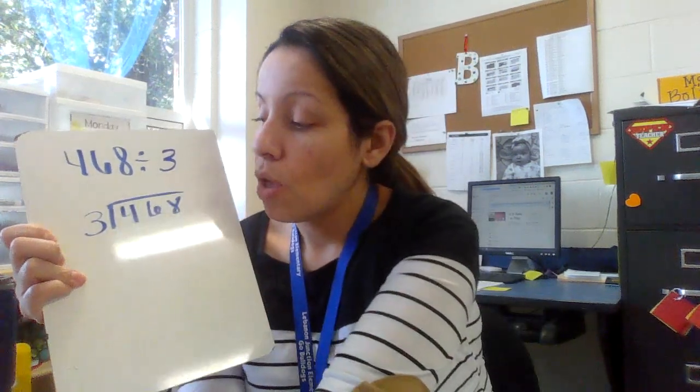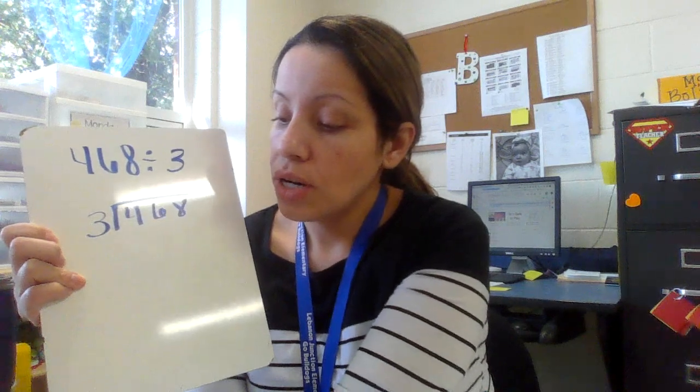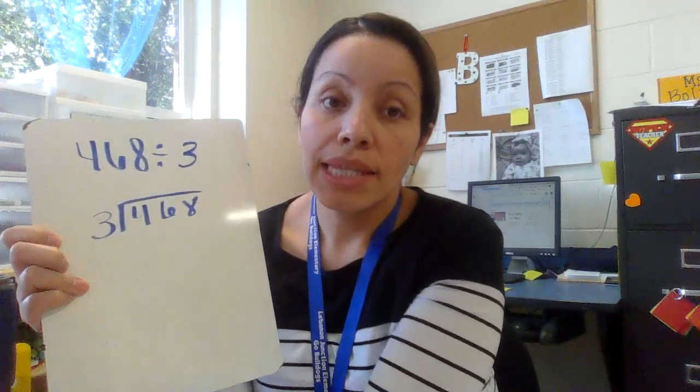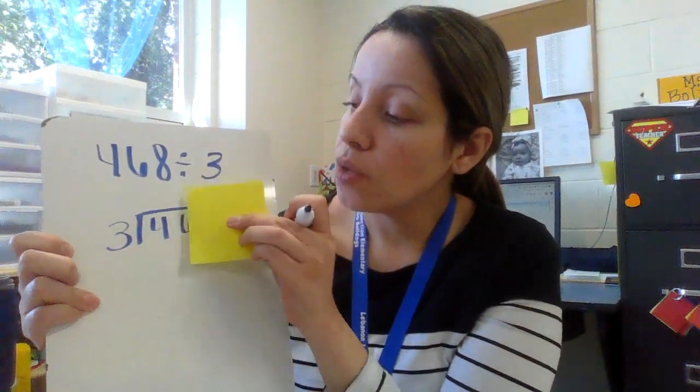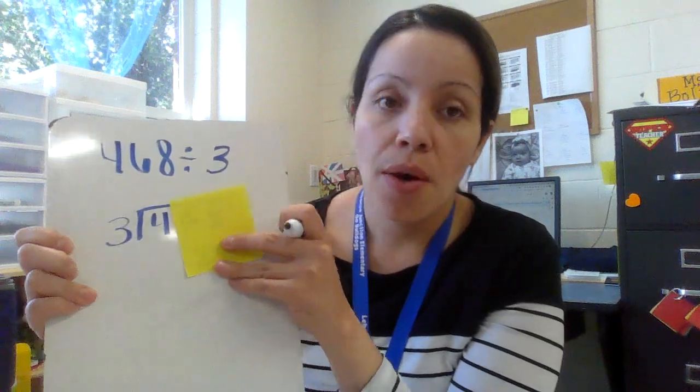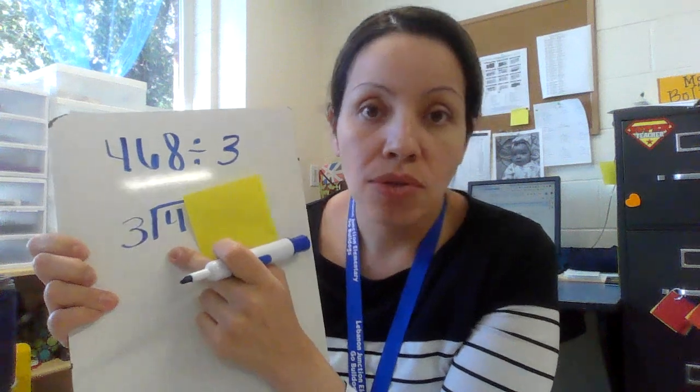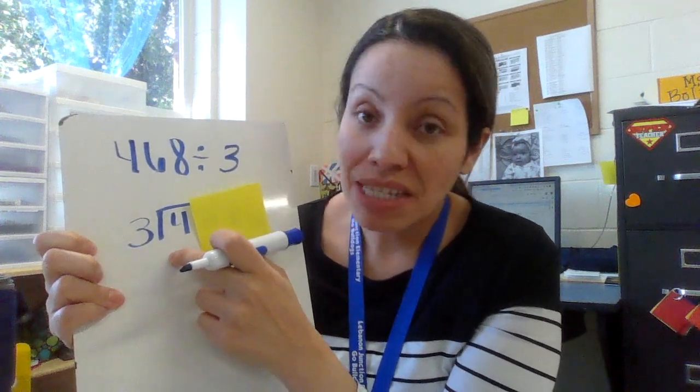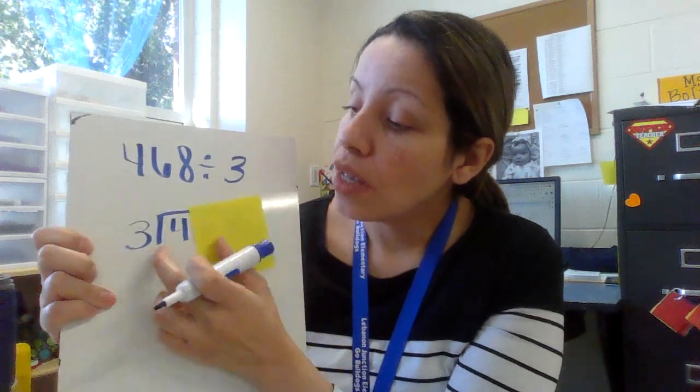So what we're going to do is go number by number. I like lining up my numbers, and sometimes I use sticky notes to help me figure out how I'm doing it. Remember, this number is trying to get into the house. So how many times can this number get in the house if this was a house? If I look at the 3, how many times can 3 go into 4?